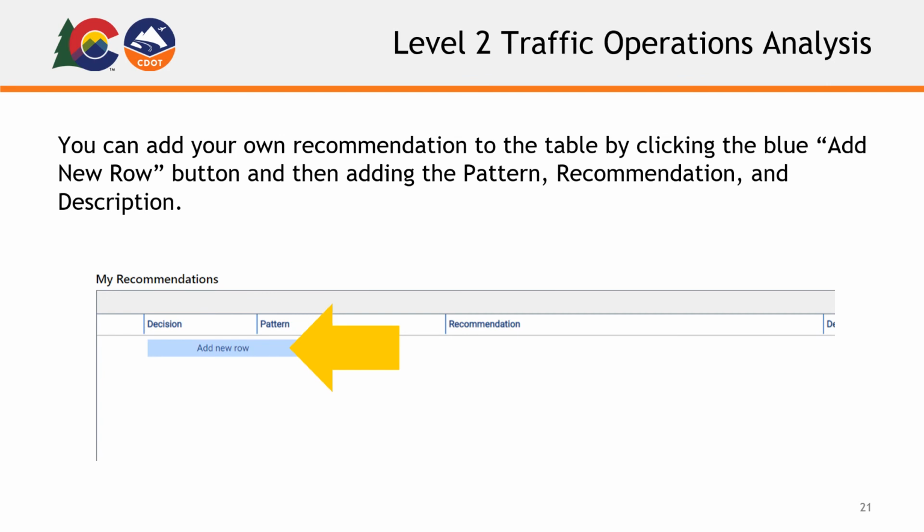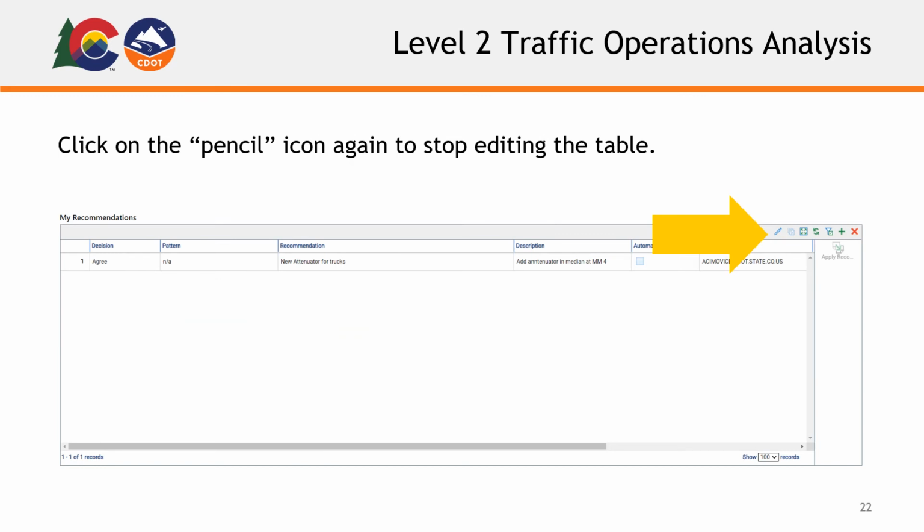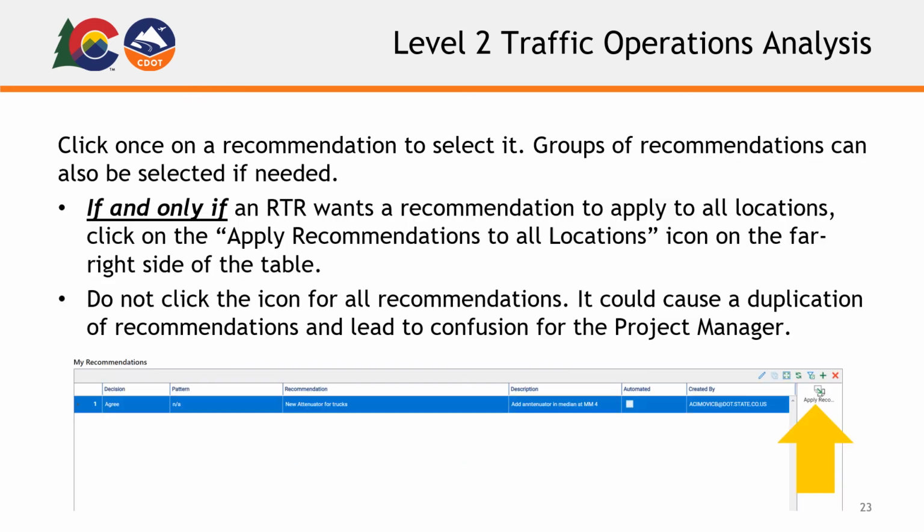You can add your own recommendation to the table by clicking the blue Add New Row button and then adding the pattern, recommendation, and description. Type in NA for the pattern field unless there is a technical pattern to use. After you add your recommendation, your description can include important notes and mile marker information. Click on the pencil icon again to stop editing the table.